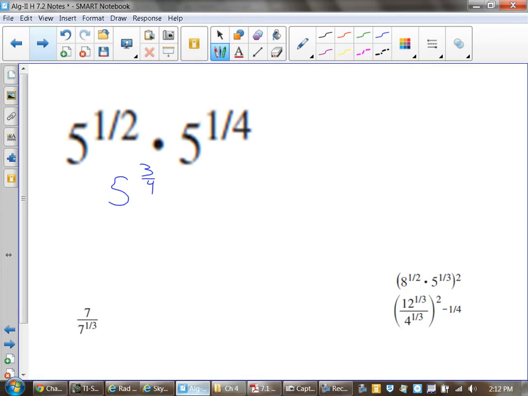Okay? Here again, I have 7 over 7 to the 1/3. Is it the same base? Yes, 7 is the same number. What's the exponent in the numerator? 1. Who wins, 1 or 1/3? 1. What's 1 minus 1/3? 2/3. And you leave it.